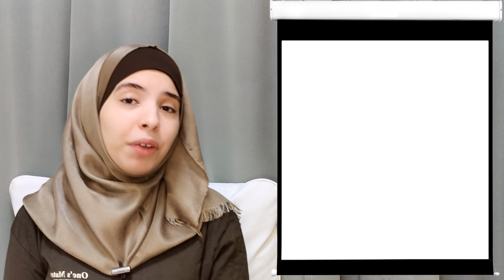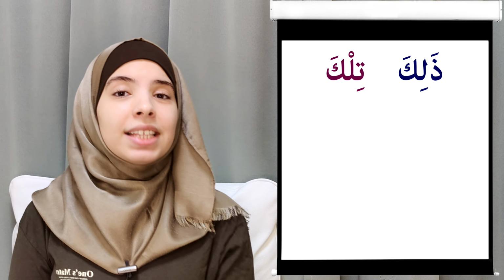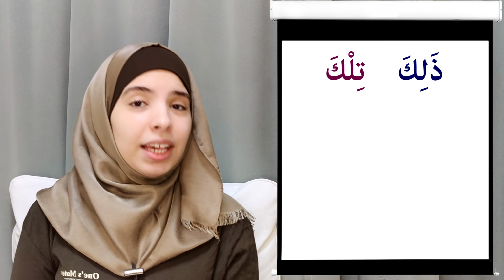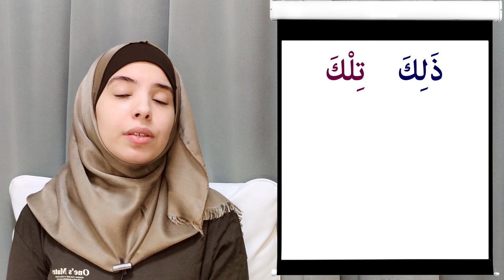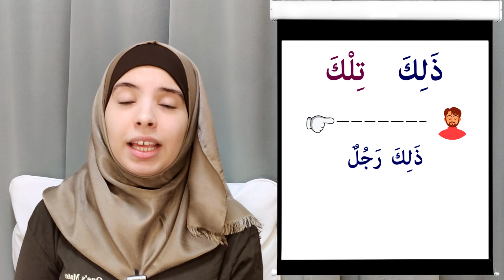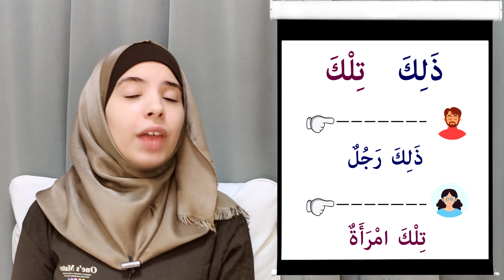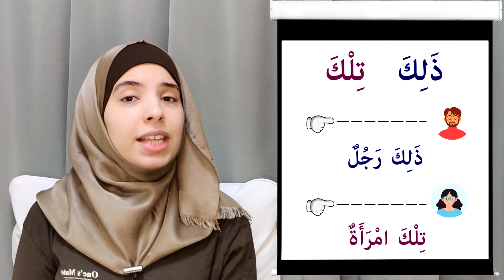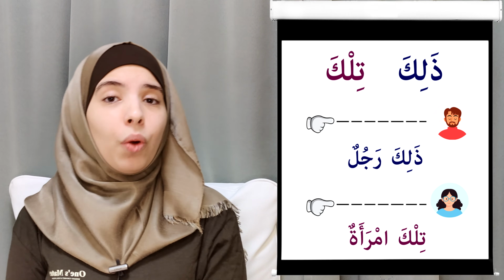Now what should we use to point at something that is far away? Well, we use ذلك and تلك. ذلك for masculine words and تلك for feminine words. So we say ذلك رجل and تلك امرأة. ذلك رجل means that's a man. تلك امرأة means that's a woman.